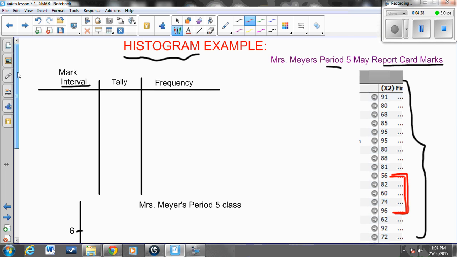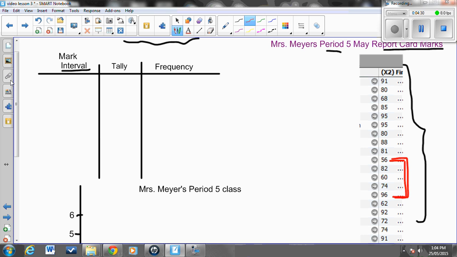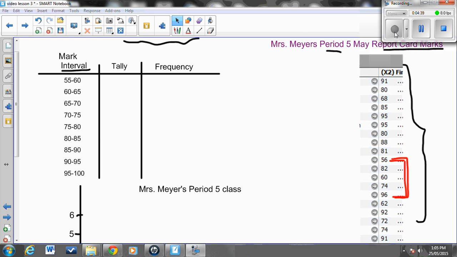If I count by 5s, I end up with 8 intervals, which is good. We want to have between 5 and 20 intervals. So 8 would be a good number. So we're going to count by 5s. So I've set up my intervals here to count by 5. So starting at 55, 55 to 60, 60 to 65, 65 to 70, and so on.